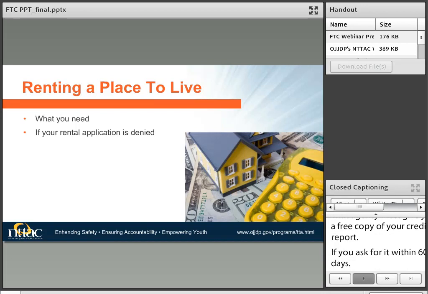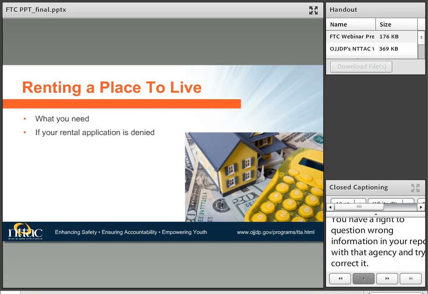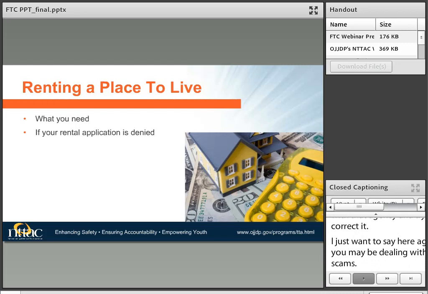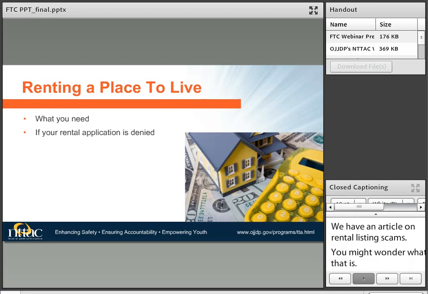Now, I just want to say, here again, you may be dealing with scams, and we have an article on rental listing scams. So you might wonder what that is. Scammers sometimes advertise rentals that don't exist or aren't available to trick people into sending money before they find out the truth. Scammers know that finding the right apartment can be hard work, and a seemingly good deal is hard to pass up.